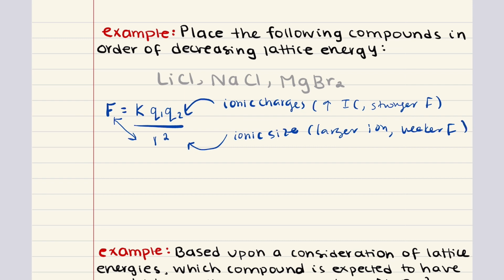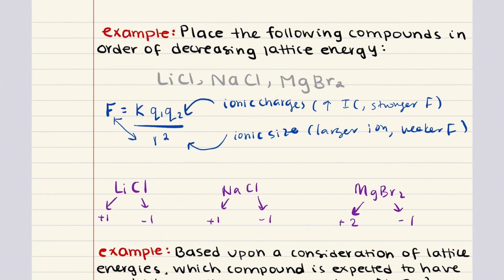Now, keeping those in mind, to predict lattice energy, we should focus on the charges and the sizes of the ions. But like we said earlier, charge is almost always more important than size. So we're going to begin by comparing the charges of the ions involved in this problem. So what we have is lithium chloride, lithium with a +1 charge, chloride with a -1 charge. We have sodium chloride, sodium with a +1 charge, chloride with a -1 charge, and then magnesium bromide, magnesium with a +2 charge, bromide with a -1 charge.